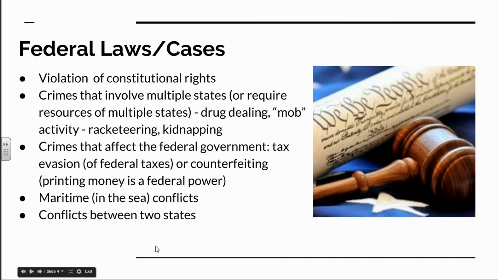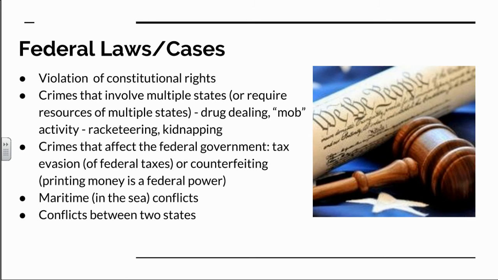Crimes that involve multiple states, or in this case, you might consider crimes that require the resources of law enforcement in multiple states, possibly to capture them. So in this case, drug dealing laws or laws to prevent drug dealing have been passed at the federal level. Mob activity, when we're talking about organized crime, racketeering, that's been identified as a federal crime. And kidnapping, too, has been identified as a federal crime. Consider how you might want multiple states' law enforcement working together in this case instead of competing against each other.